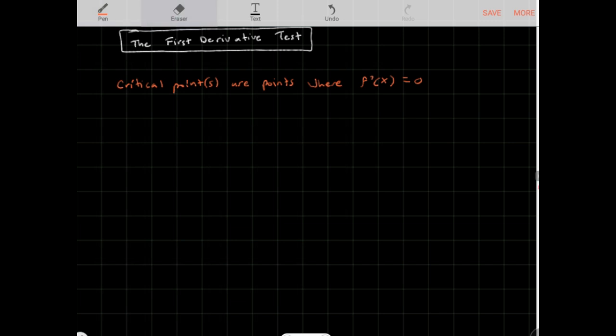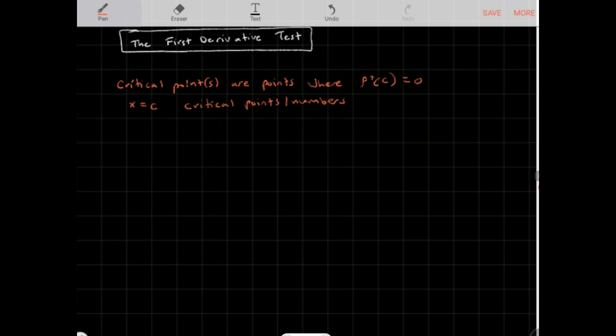So let's say those points are f prime of c. Let's use c for critical points, where f prime of c is equal to 0. When x is equal to c, these are what we call critical points, or critical numbers, whatever you want to call them. These are critical numbers of x.